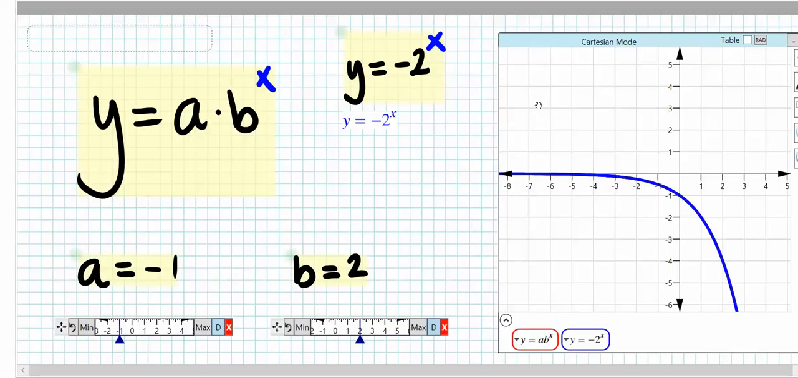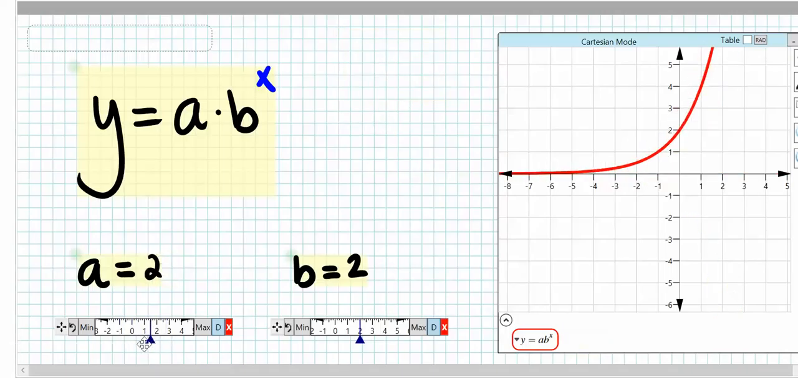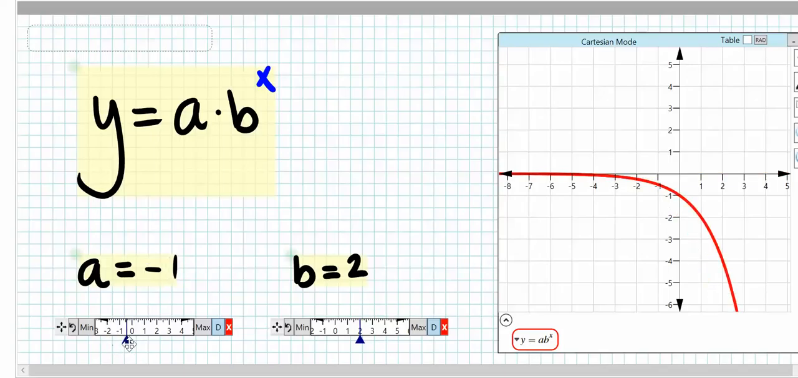What if I said it was negative 3 to the x? It would still be reflected, but the points would be a little bit different. I'd be rising by a factor of 3 instead of a factor of 2. So let's get rid of this one right now. We know that the a value is going to flip my graph, make it positive or negative, but it also increases the stretching factor.